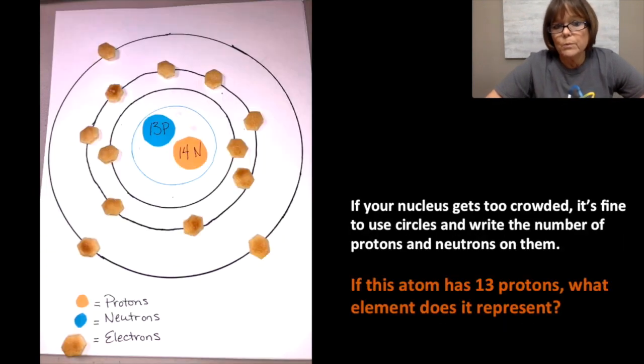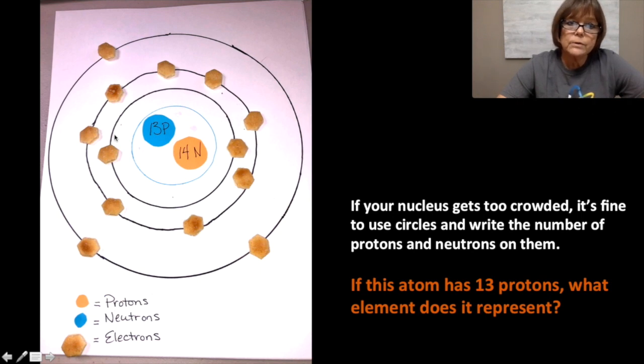Here's another example. When you get to the bigger atoms, they may have more protons and neutrons than you can fit in your little space that you have for your nucleus. So this is a perfectly acceptable way of showing the numbers of protons and neutrons that are found in your nucleus. In this case, this particular atom has 13 protons and 14 neutrons. Remember, I have a key down here that shows me what's what. And in this one, I used oyster crackers as my electrons.